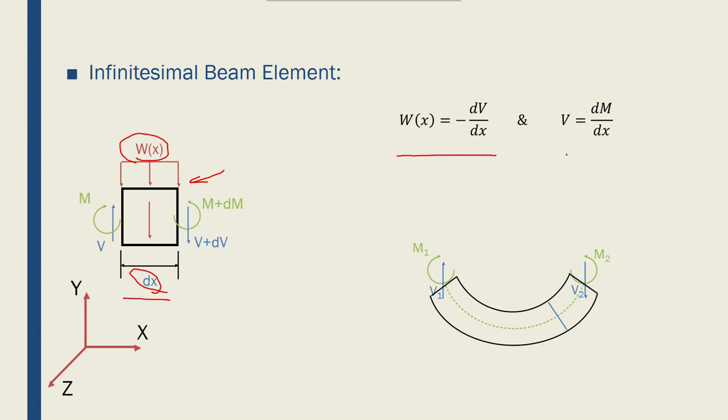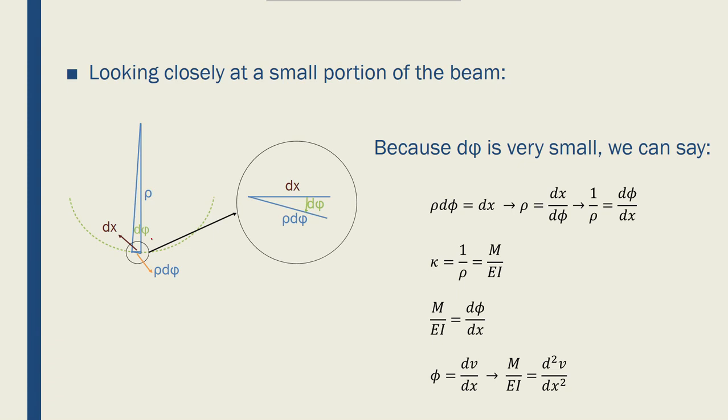And then we said that V is equal to dM over dx, which is the derivative of moments with respect to x, again, the distance along the length of the beam. This tiny point of a beam could be a point like that in a deformed beam. And this green line, again, is the neutral line of the beam. And for that point, we can define a radius of curvature. So it looks like a circle, and we can have a radius for it that we show with rho.